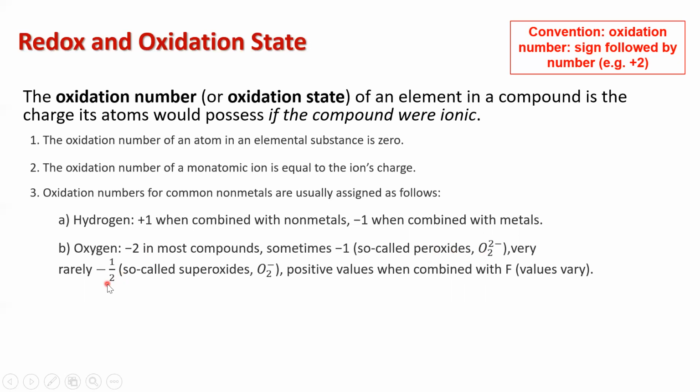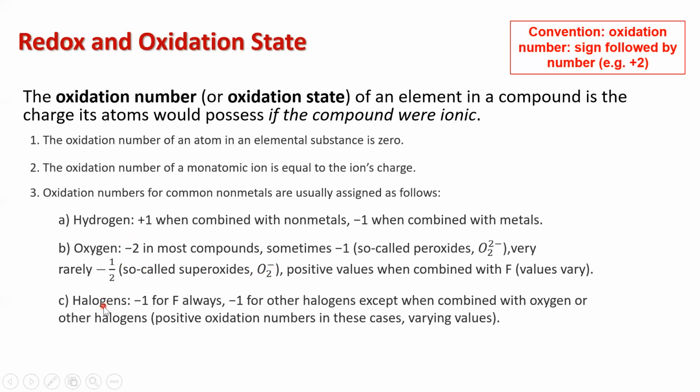Very rarely oxygen could be -1/2. It would look like this, where we've got a polyatomic ion here, 2 oxygen atoms, and the overall charge is -1. But not likely at all. Almost all the time, oxygen is -2 for its oxidation state.